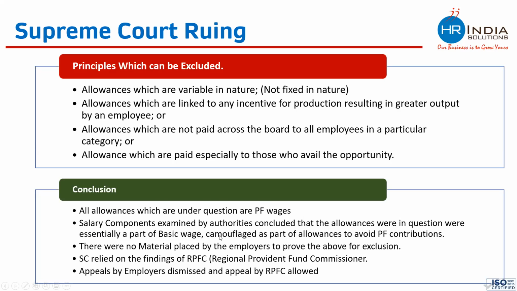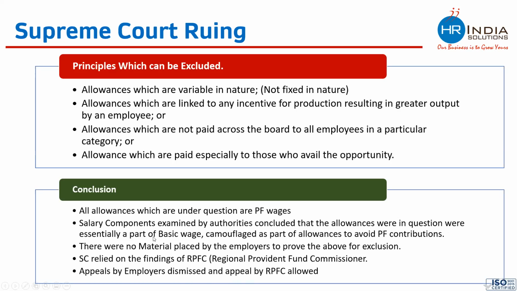Salary components examined by authorities concluded that the allowances in question were essentially a part of basic wage, camouflaged as allowances to avoid the PF contribution. Like I said, the definition of basic wage itself says that all the earnings of an employee are basic wage. But we employers intentionally started naming a component as basic wage, and divided the salary into different structures of allowances so that the PF cost would be lesser. We can calculate PF on the basic wage only, and that's what the EPFO found out.